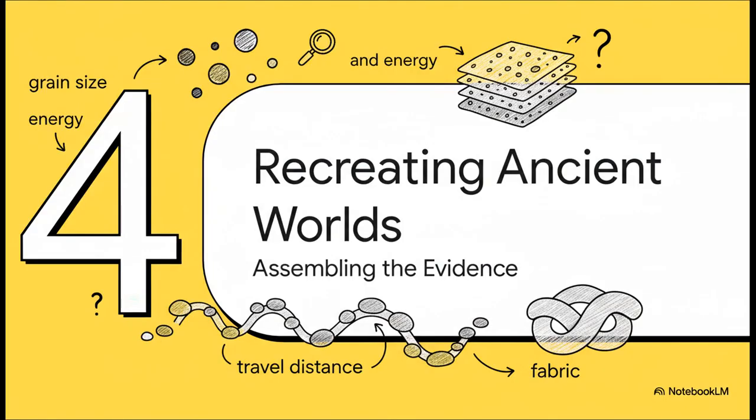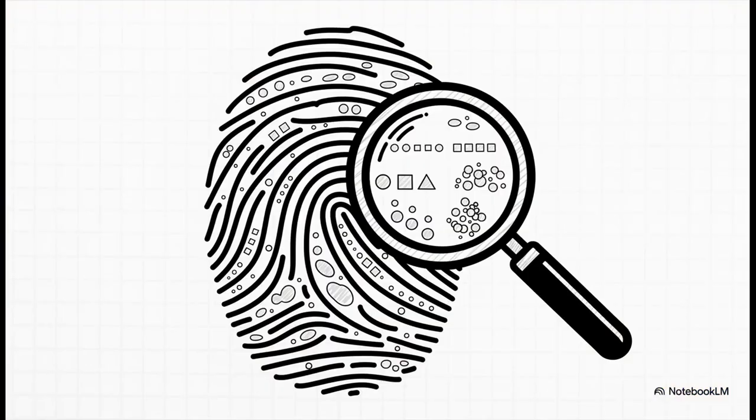Okay, we have all of our clues. Grain size tells us about energy. Roundness tells us about the travel distance. And fabric tells us about those final moments when everything's settled. So now it's time to put it all together and reconstruct the scene. Because here's the magic part. When you combine all of these clues, you find that different ancient environments leave behind their own unique and unmistakable textural fingerprints. The pieces of the puzzle suddenly snap together to form a really clear picture.